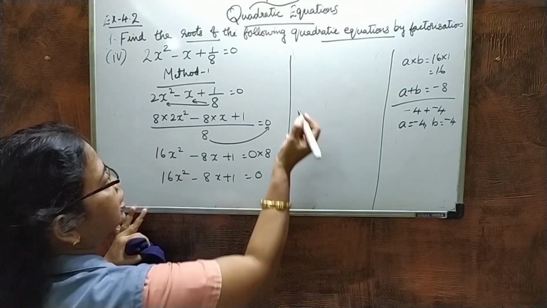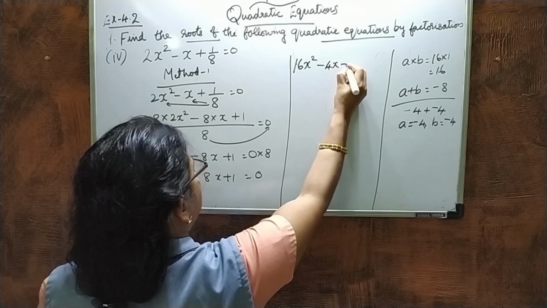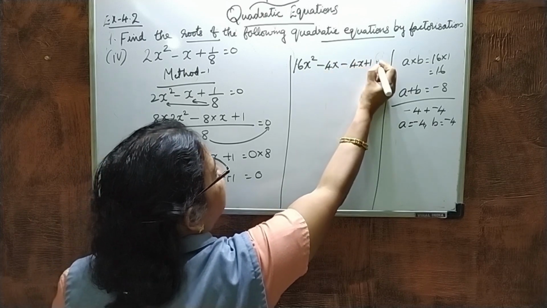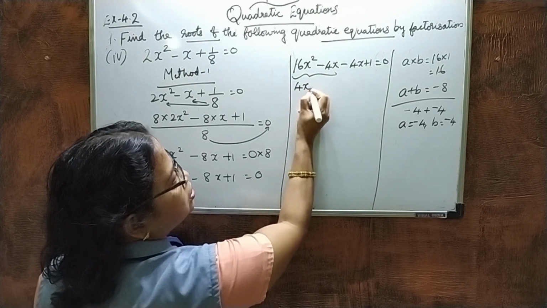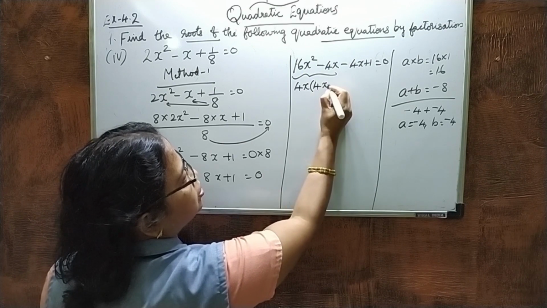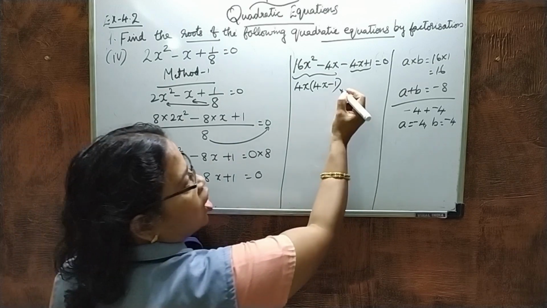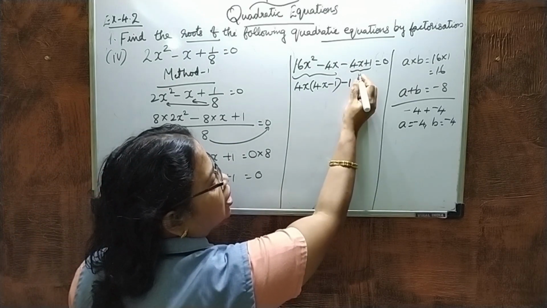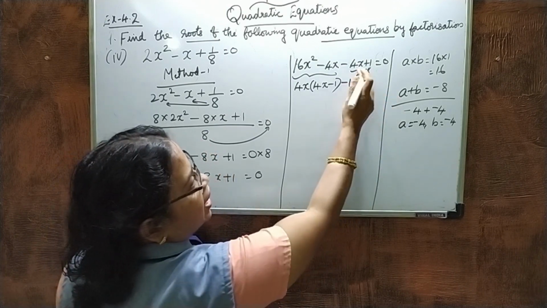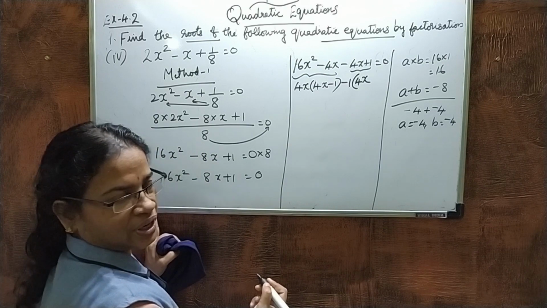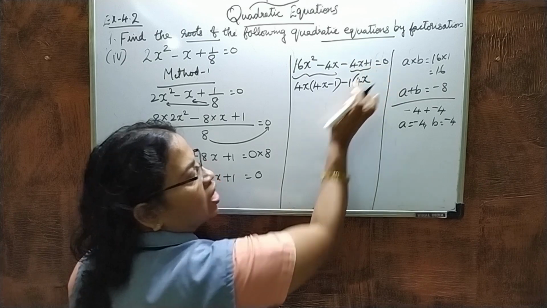So you have to rewrite like this: 16x square minus 4x minus 4x plus 1 equal to 0. Now take the common factor. It is 4x outside, balance 4x minus 1. Then again here, 1 is common for both of them. So minus 1 into the balance, which is 4x itself, and then 1 into 1. Each term will be there: 4x into 1, and 1 into 1.